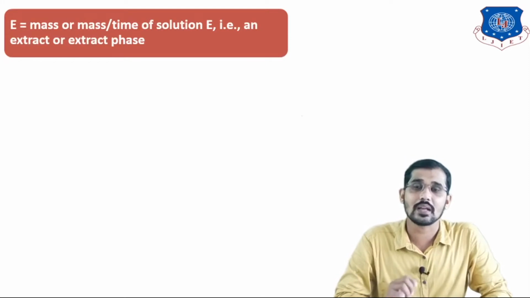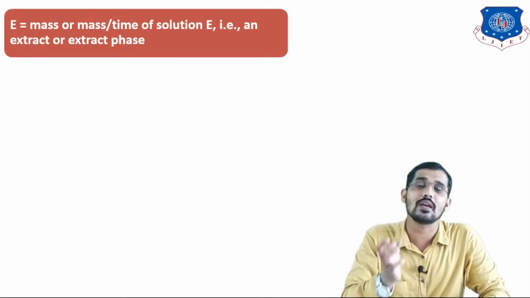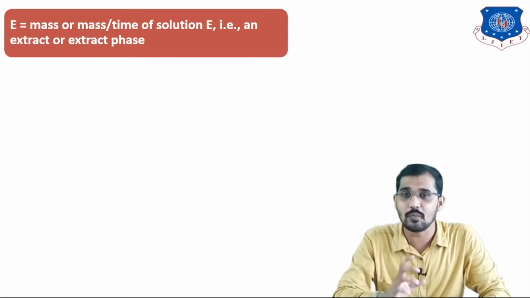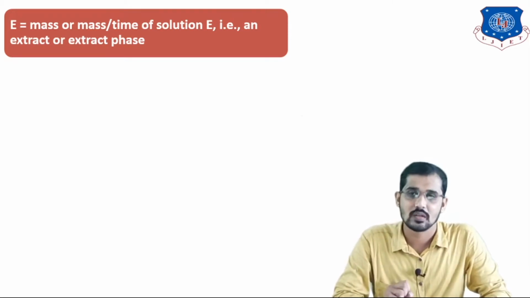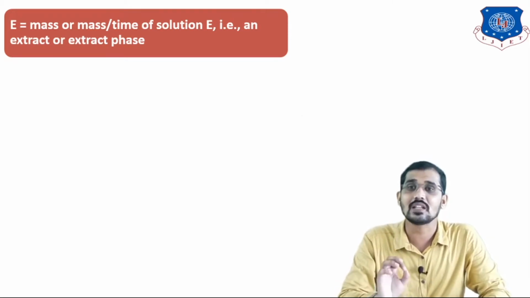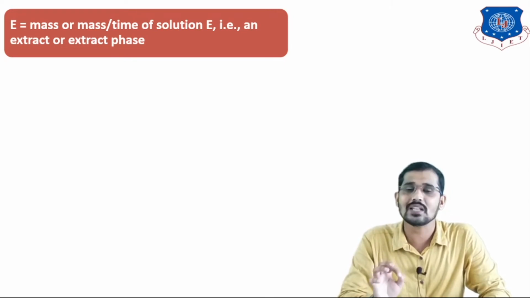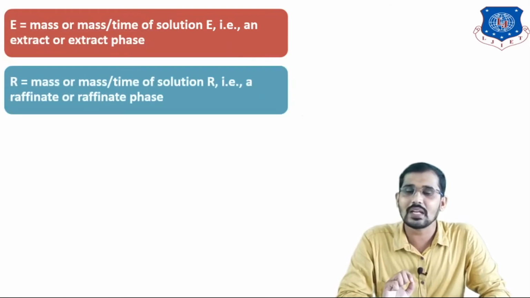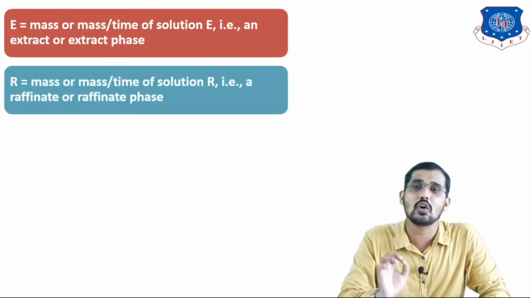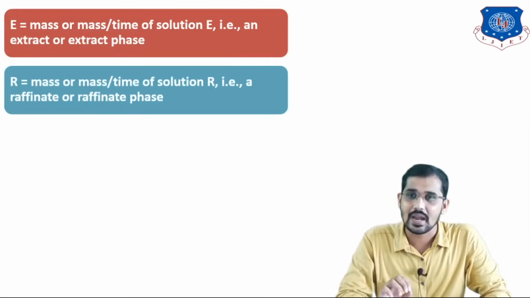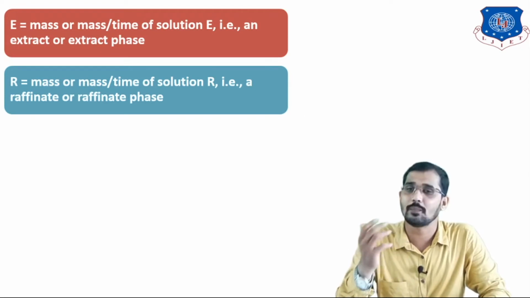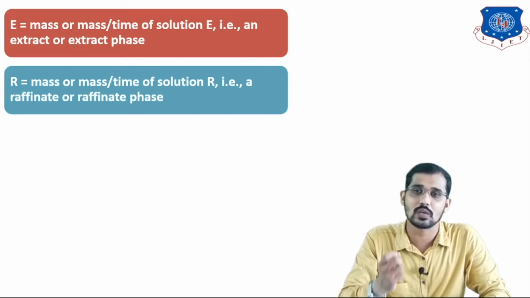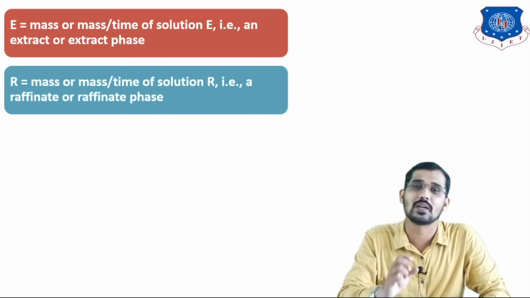Now we will see other notations, those for the extract stream and raffinate stream. These are the outlet streams for the liquid extraction. The first one is E, which is the extract phase, so the mass of the extract phase is represented by capital E. After that, R is the mass of the raffinate phase. This is for the batch operation, represented by mass. For a continuous operation, all these notations are represented by mass per time.